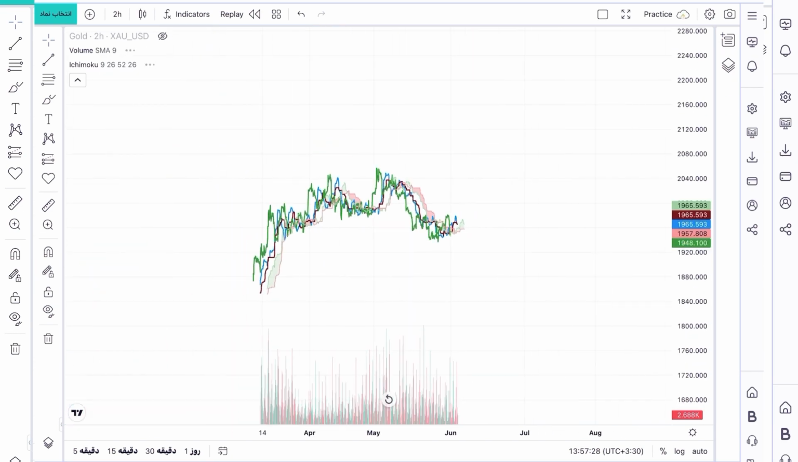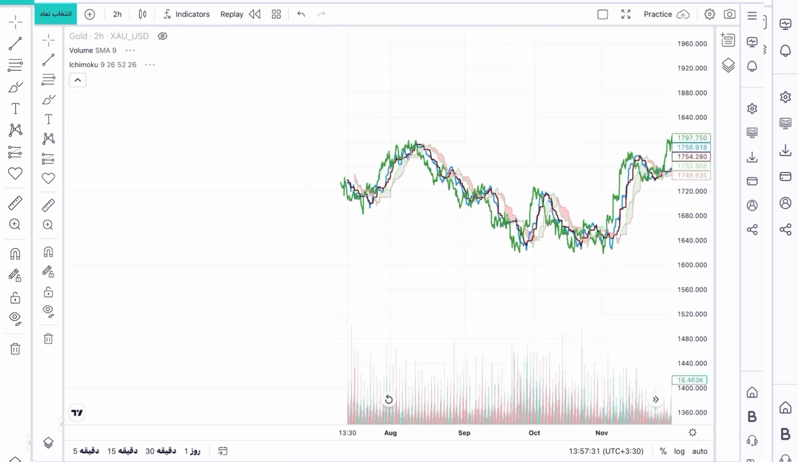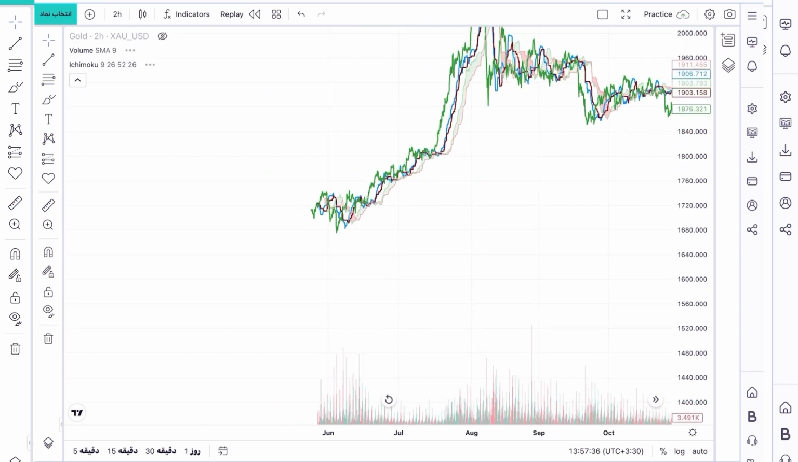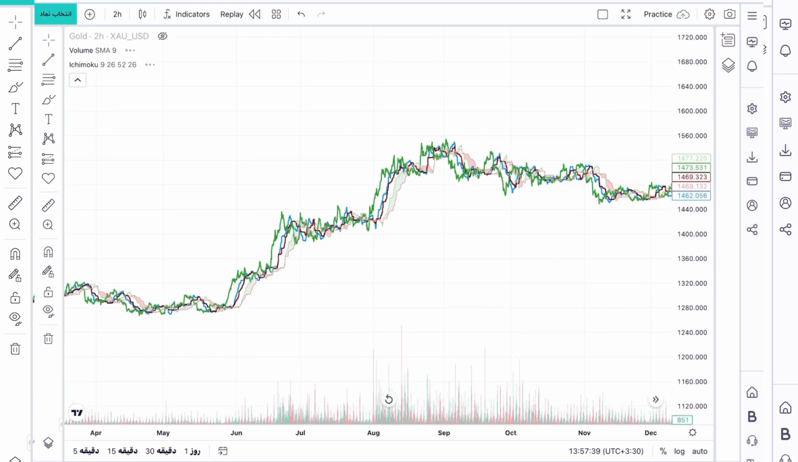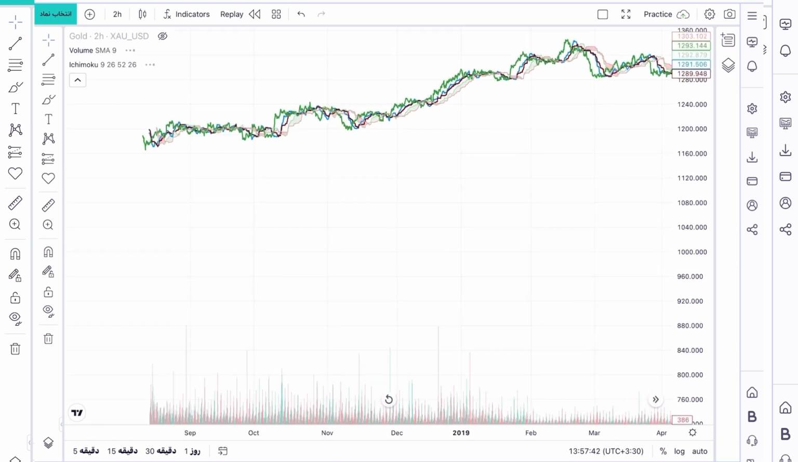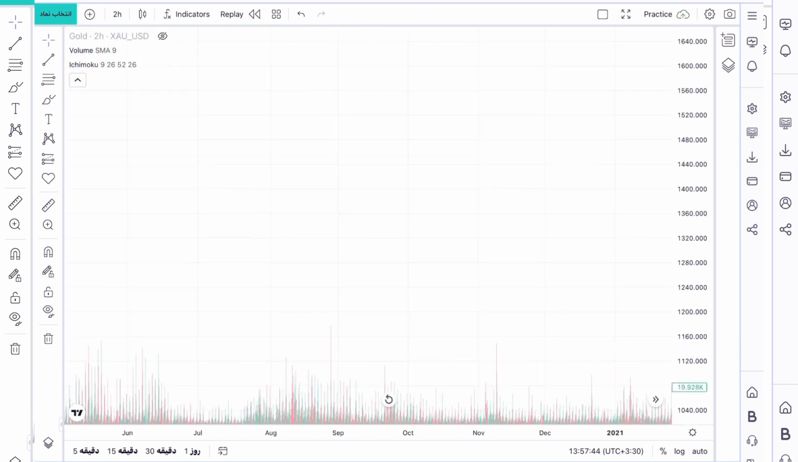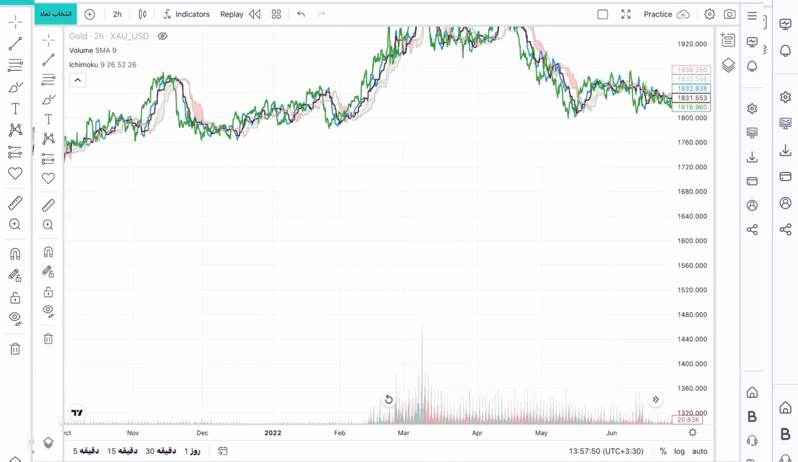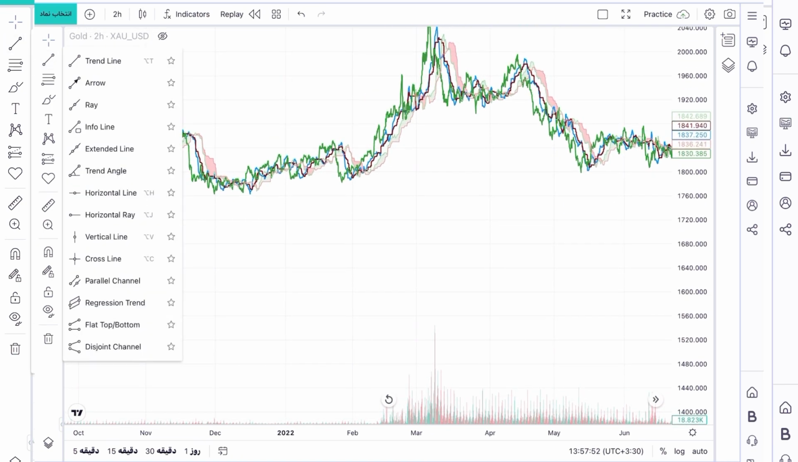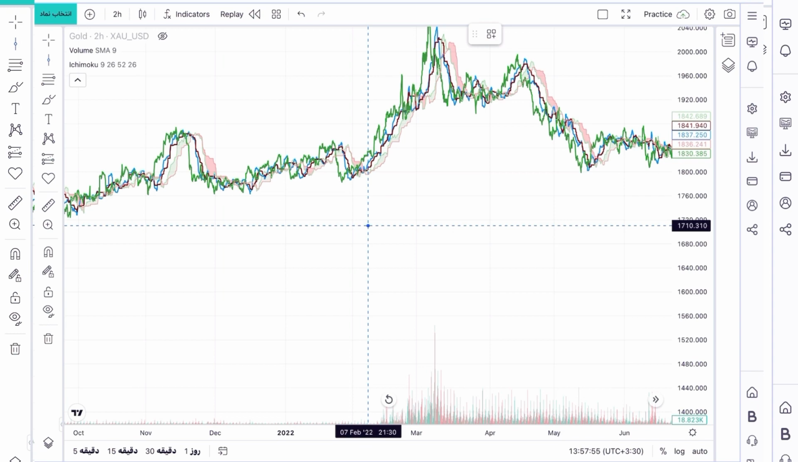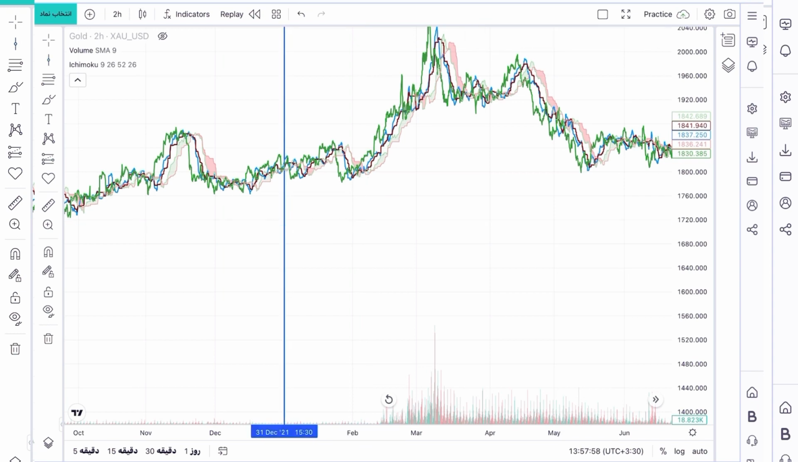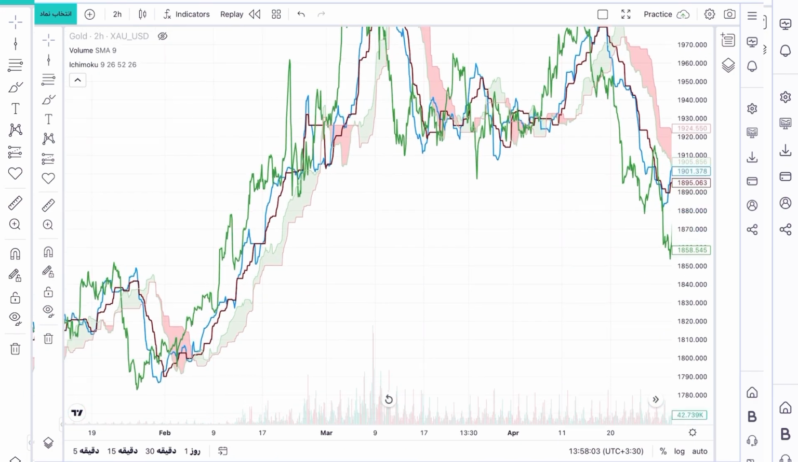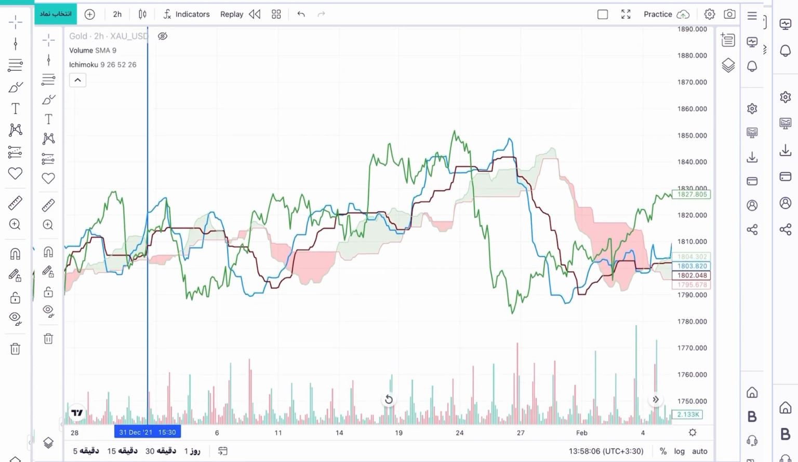Okay, so what I'm gonna do is that I am going to hide the candles, then I am going to go back to the year 2022. Okay, I went back too much. Okay, this is the year 2022. I'm going to put a vertical line here. Okay, then I want to zoom out.